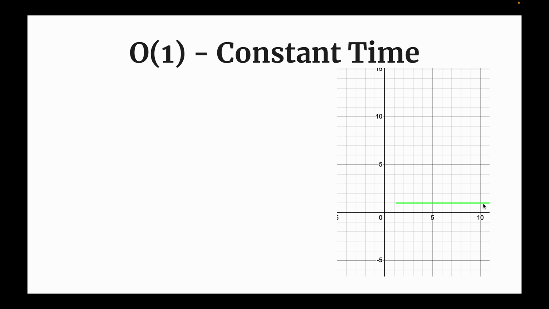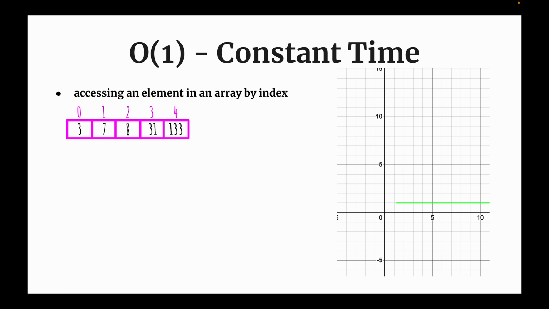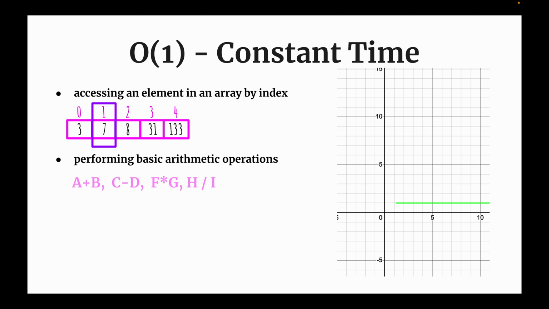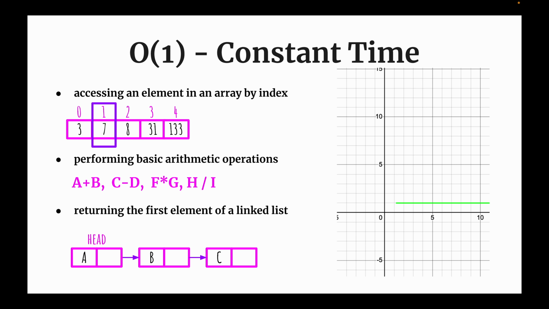The examples will include accessing an element in an array by index. When we know the index, we can access the element in constant time. Performing basic arithmetic operations such as addition, subtraction, multiplication, or division, or returning the first element of a linked list. We also do it in constant time as we have a reference to its head.